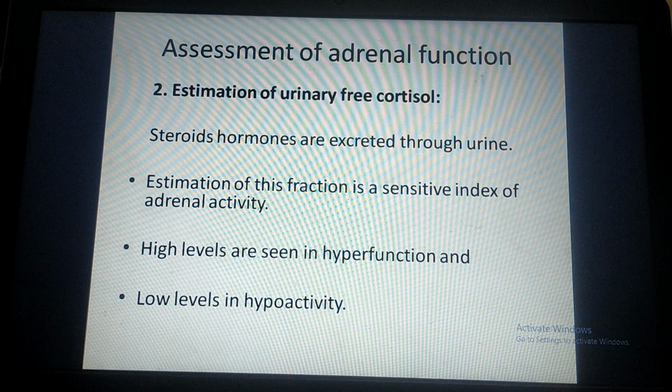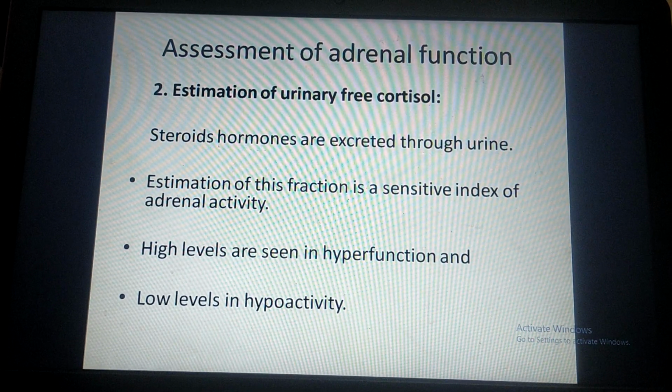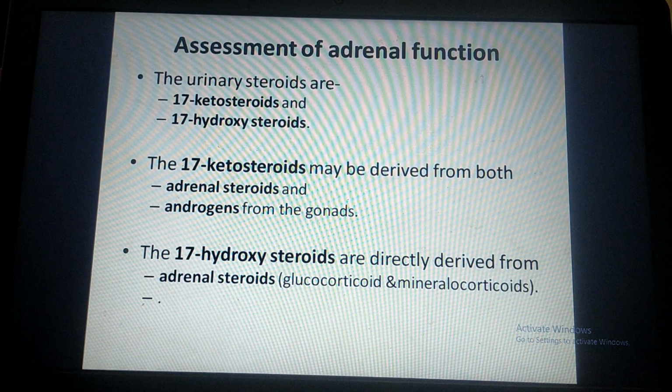Steroid hormones are excreted through the urine, and estimation of this free cortisol in the urine is a sensitive index of adrenal activity. That means it gives us an idea about the secretion of cortisol by the adrenal gland. In hyperfunctioning of the adrenal gland, the cortisol excretion in the urine is more, and vice versa in the hypoactivity of the adrenal gland. In the urine, the urinary steroids are present in the form of either 17 ketosteroids or 17 hydroxysteroids. This 17 ketosteroid is derived from adrenal steroids as well as from androgens, whereas 17 hydroxysteroid is directly derived from adrenal steroids, that is glucocorticoids and mineralocorticoids.